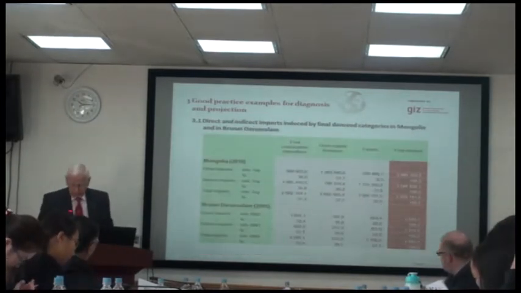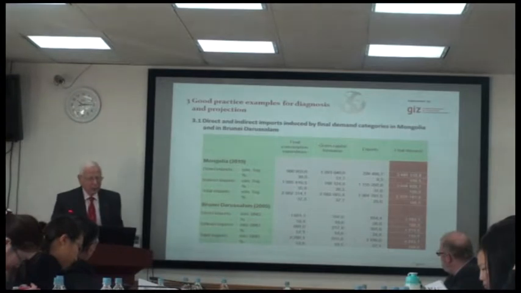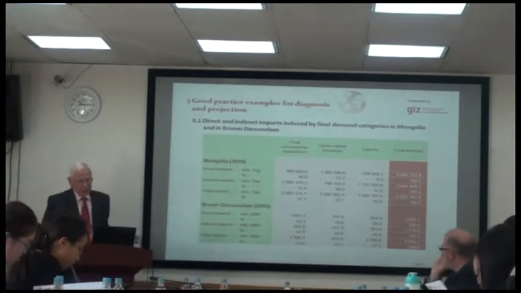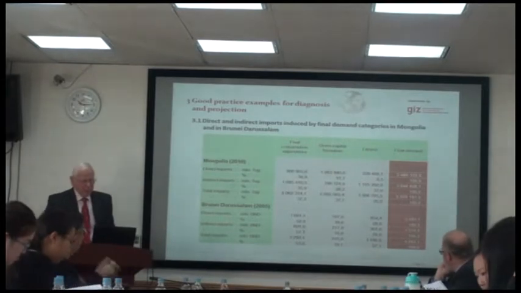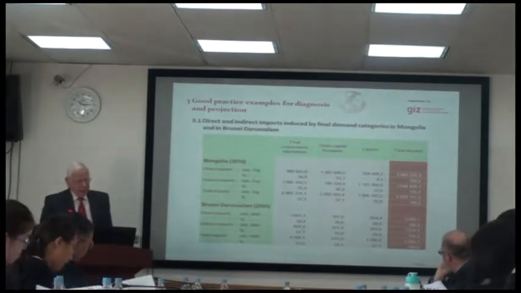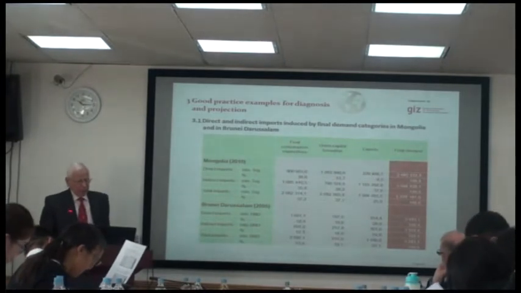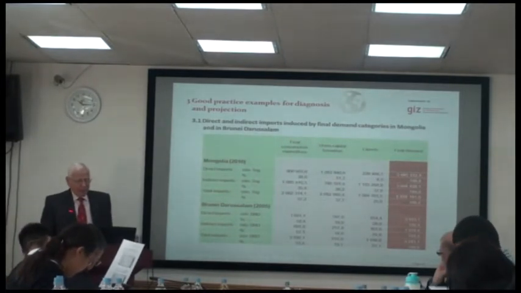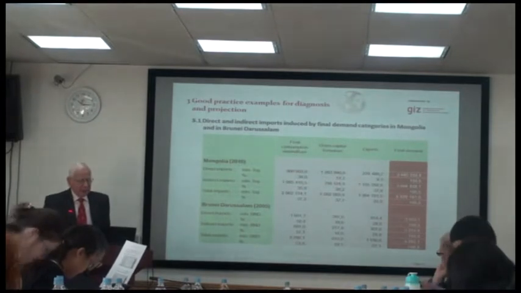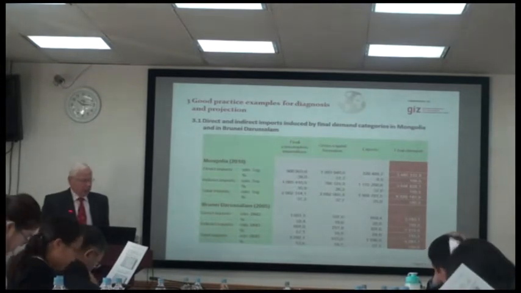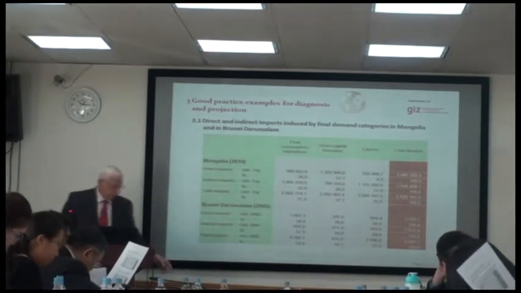So, before the coffee break, I have only to add some practical examples for diagnosis. I have here compared Mongolia with Brunei Darussalam. What I have compared? I have compared the direct imports, the indirect imports, and the total imports for both countries. What is now very important to know?